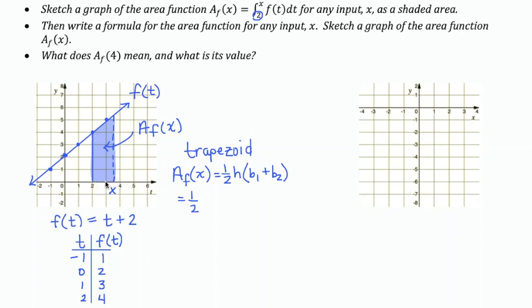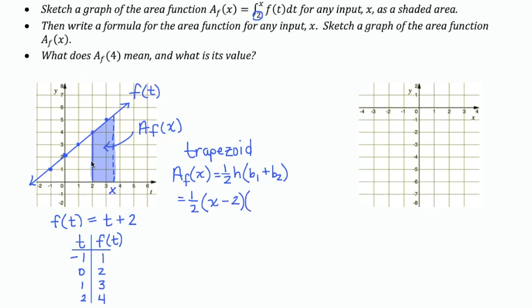Now, if it was just 2 to 3, obviously the height would be 1. If it's 2 to 4, it's 2. If it's 2 to 5, it's 3. What if it's 2 to x? Well, if it was 2 to 3, we know that it's 1 unit, and we get that mathematically by taking 3 and subtracting 2, or taking 4 and subtracting 2. So the height we're going to represent in terms of x and say it's x take away 2.